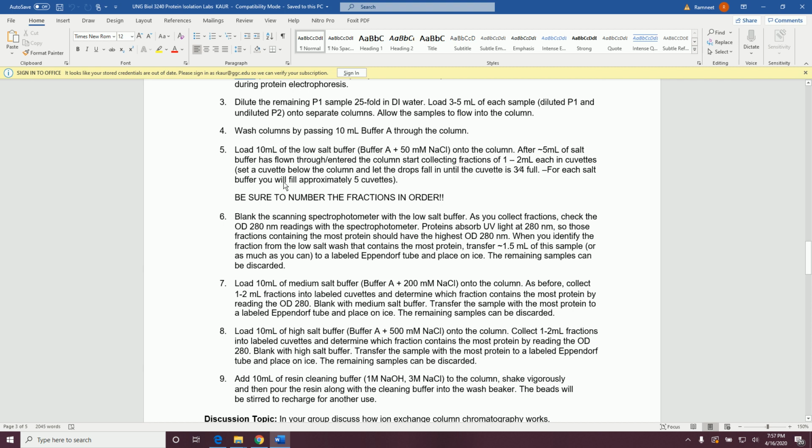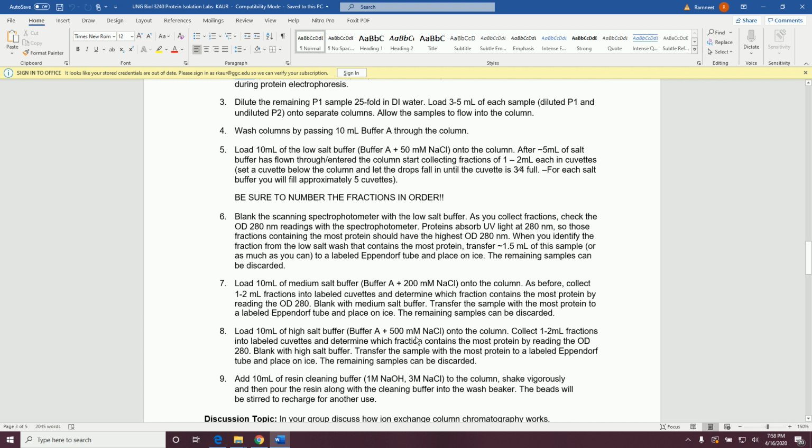One is a low salt buffer, then we have a medium salt buffer and a high salt buffer. Now what are these buffers? These are basically buffer A with some salt in them. The low salt buffer is buffer A with 50 millimolar sodium chloride. The medium salt buffer is buffer A with 200 millimolar sodium chloride. And the high salt buffer is buffer A with 500 millimolar salt.